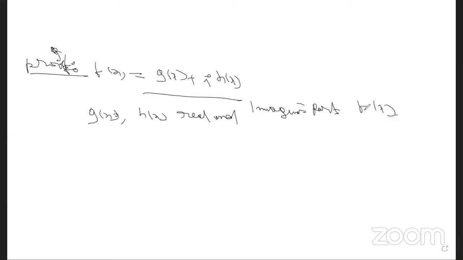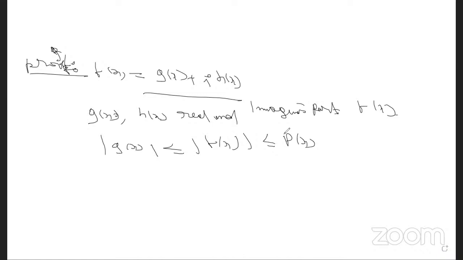So g of x is the real part and i h of x is the imaginary part. So g and h are real linear functionals defined on M. Thus, mod g of x is less than or equal to mod f of x, less than or equal to p of x, and h of x is less than or equal to mod of f of x, less than or equal to p of x for all x belongs to M.